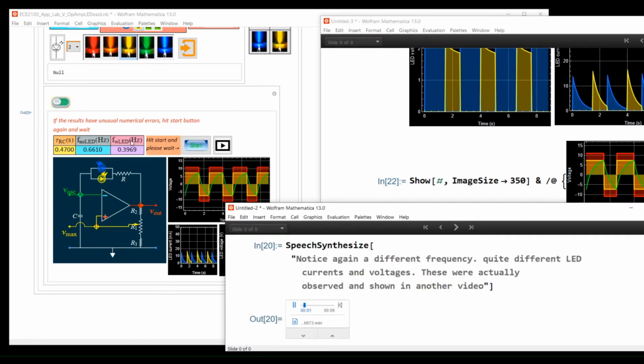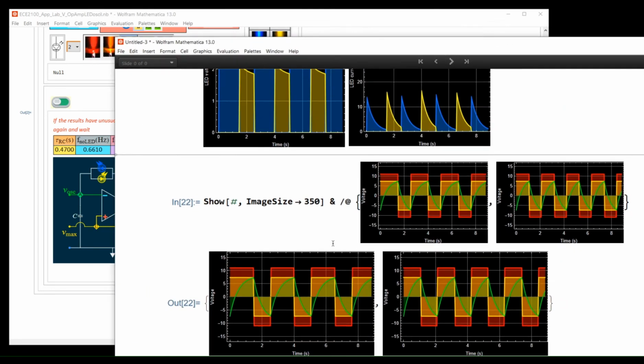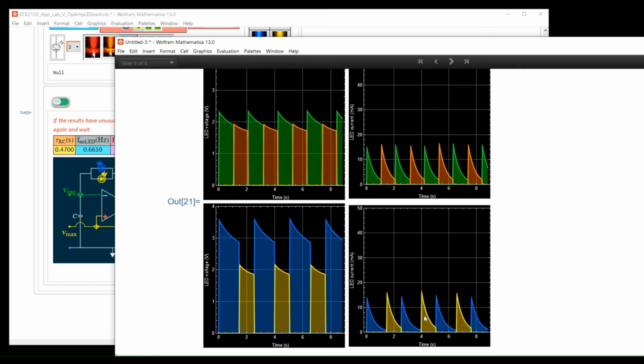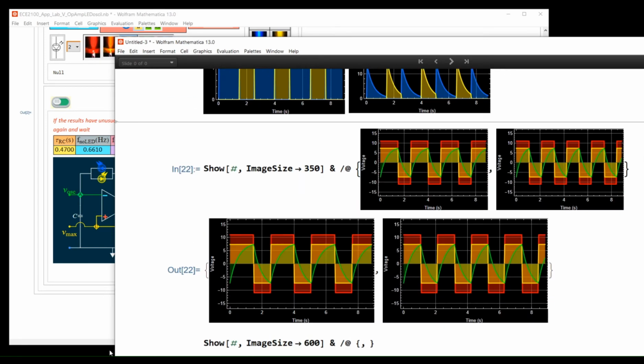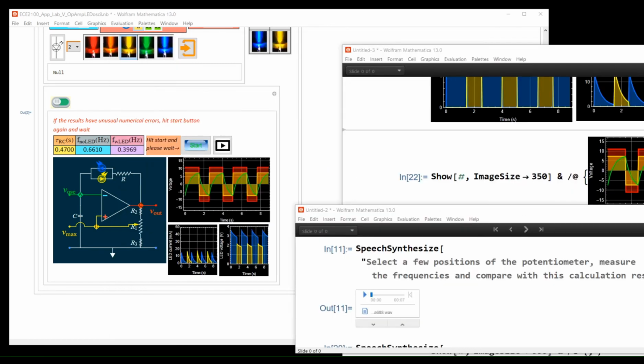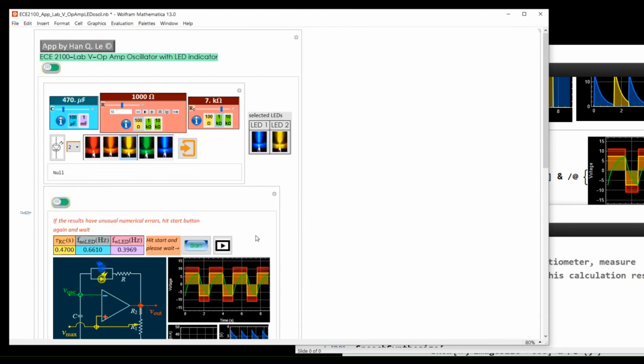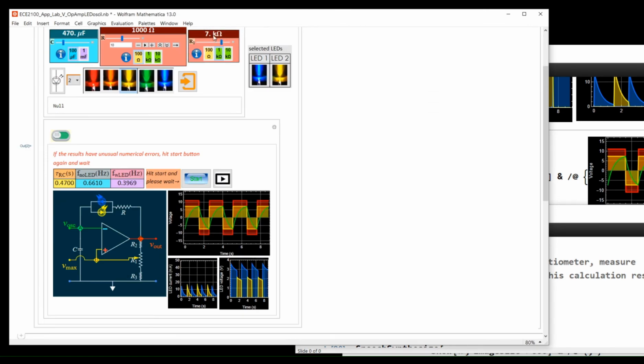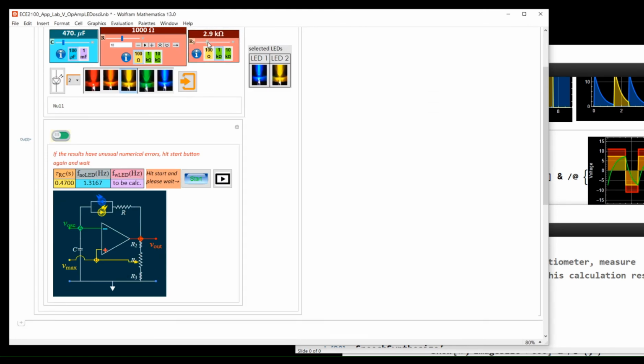Notice again a different frequency. Quite different LED currents and voltages. These were actually observed and shown in another video. Select a few positions of the potentiometer, measure the frequencies and compare with these calculation results.